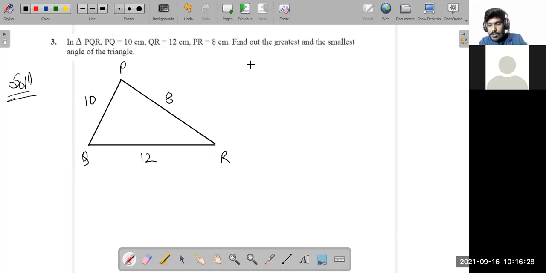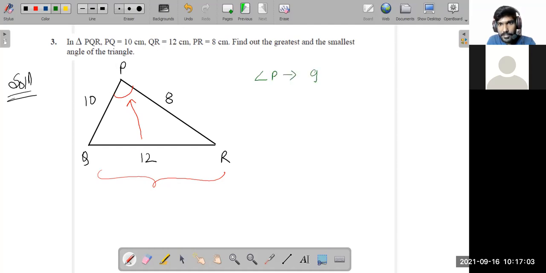Now you have done one theorem which says angle opposite to the greatest side is greater. So according to that, can you tell me which is the greatest side? 12. Okay, the largest side is 12. And the angle opposite to QR is angle P, which will be the biggest. Yes, so angle P will be greater. You can write angle P will be the greatest angle.